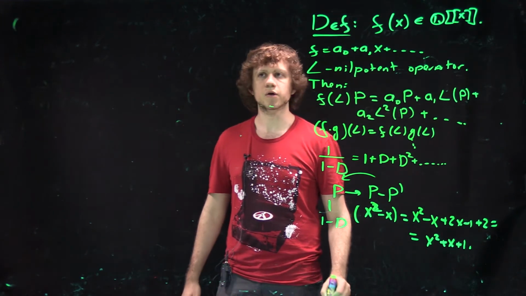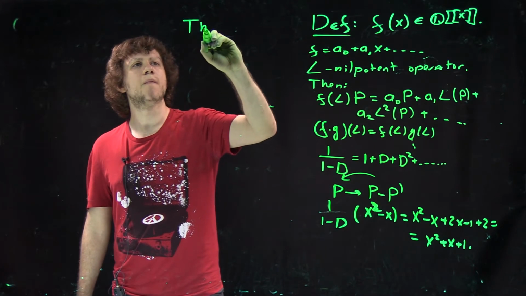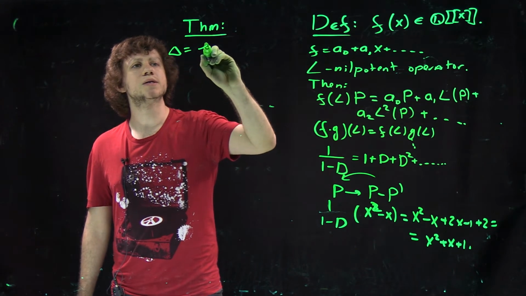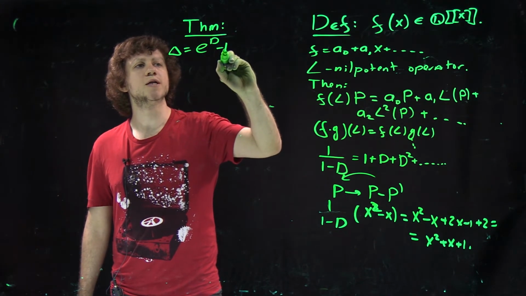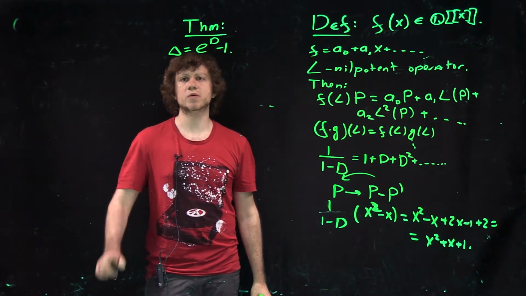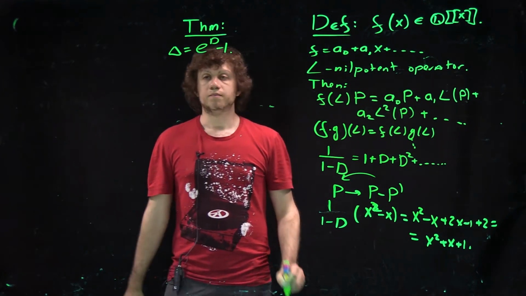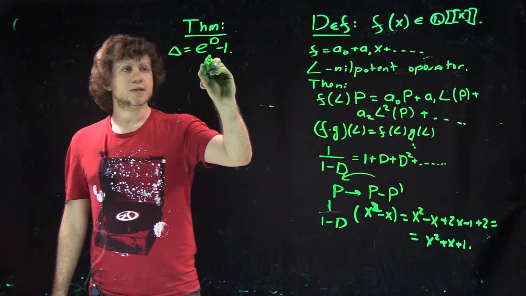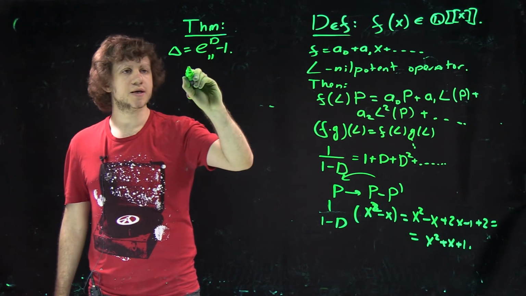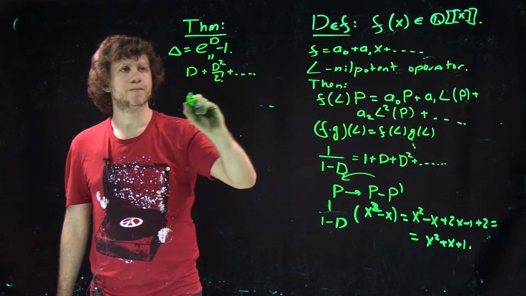Okay, so theorem: Delta equals e to the d minus 1. So that's the relation between the difference operator and the differentiation operator. What this means is I take the power series for e to the d, subtract 1, and plug in d, and this is just d plus d squared over 2 factorial plus and so on. So let me prove it.